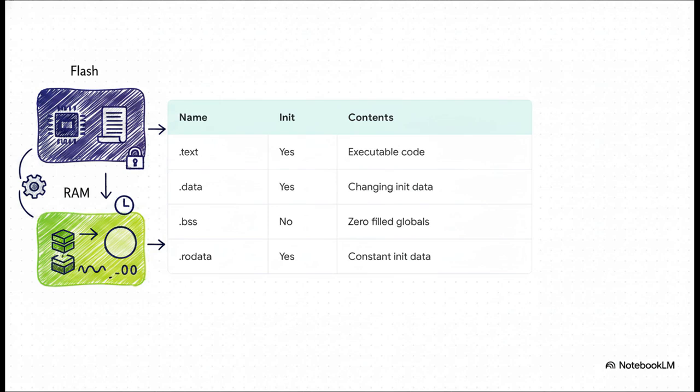The .text section contains your executable code, which needs to be initialized. The .data section contains initialized data that will actually change during execution. The .bss section is for global variables that are uninitialized, so they just get zero filled. And .rodata is your read-only initialized data, constants that literally never change. Because they behave so differently, they have to go to different memory locations. Read-only data and code typically go to flash memory, while variables that change need to be placed in RAM.